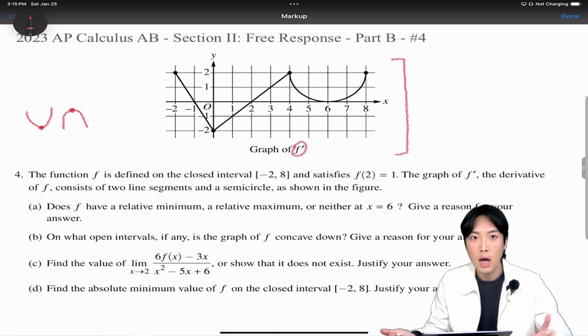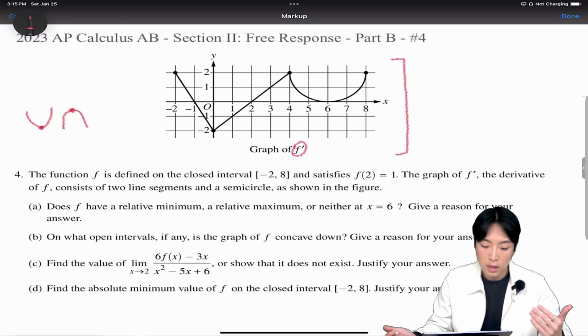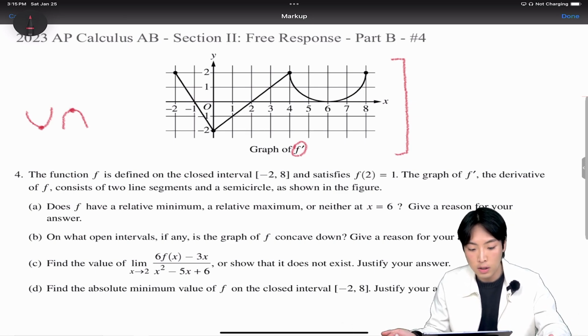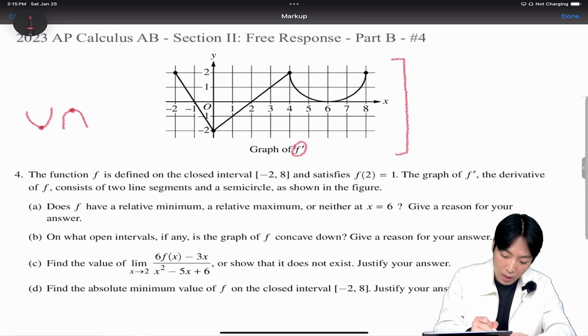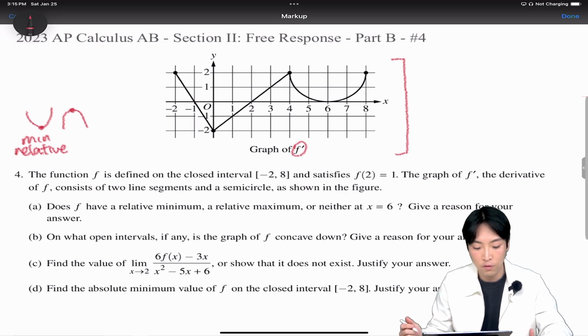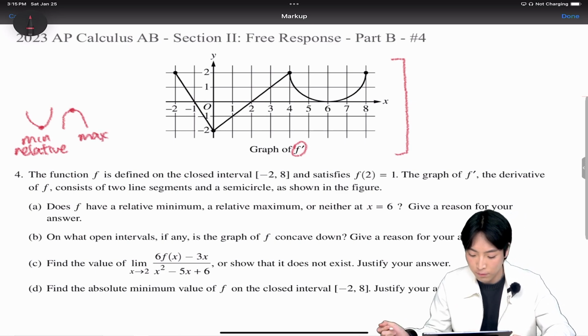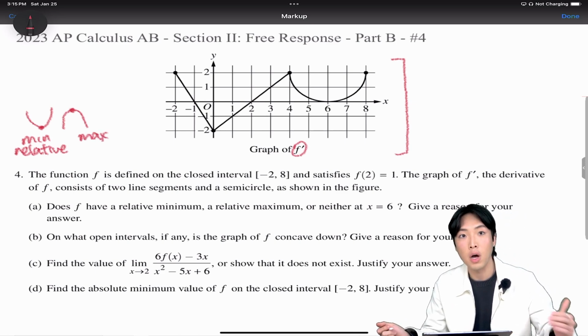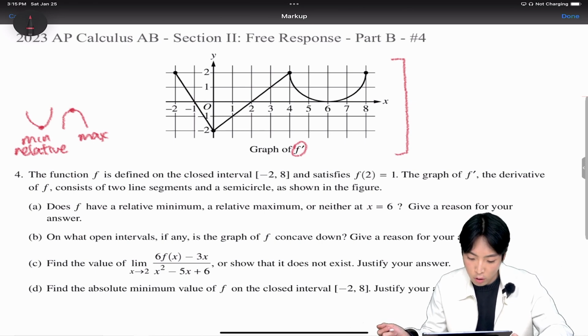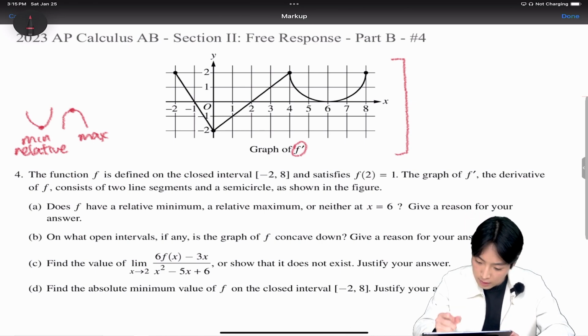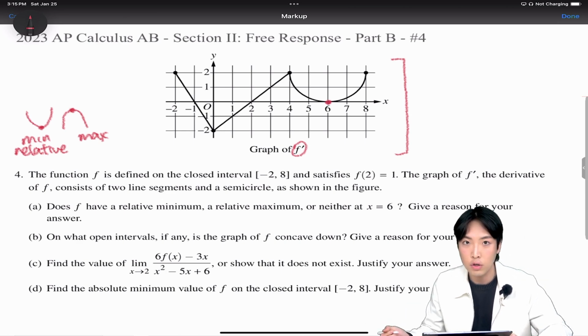It happens when the sign of our f prime changes. When we have a relative minimum, our sign of f prime goes from negative to positive at this point. And when we have a relative maximum, the sign goes from positive to negative. So we are looking for a point like that. And at 6, x equals 6 is the point of interest.